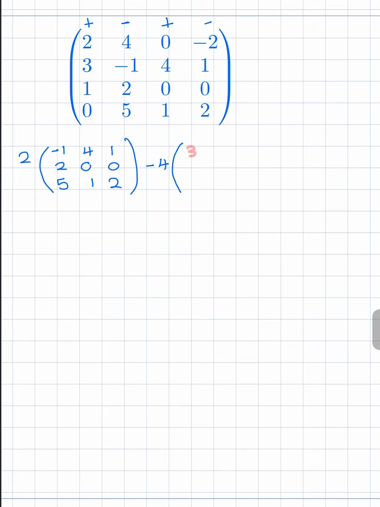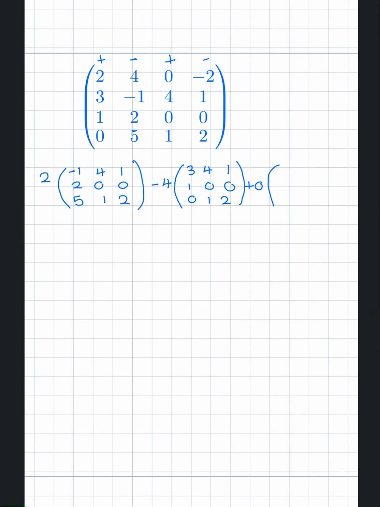We have 3, 4, 1, 1, 0, 0, and 0, 1, 2. Okay, then plus 0. You know that if you multiply anything by 0, it will still be 0. But we're going to write it down.